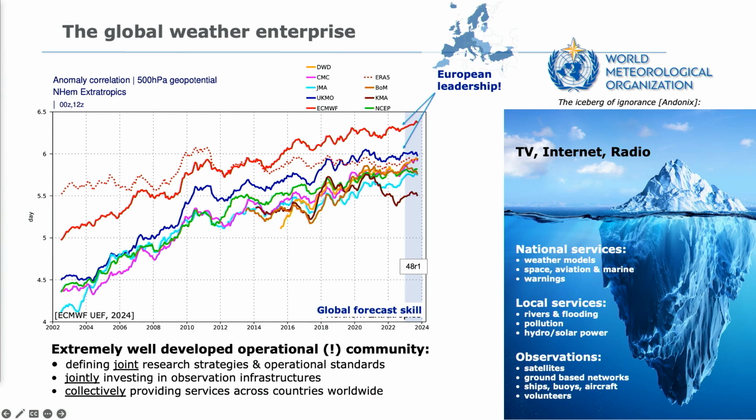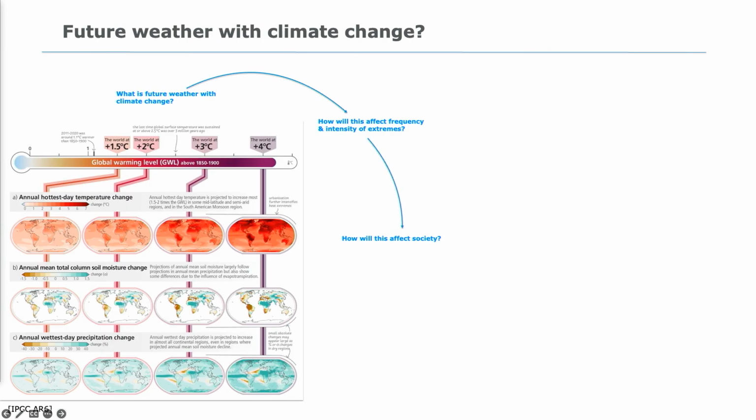So extremely well-developed operational community, joint research strategies, jointly investing in observing infrastructures, collectively providing services. And I think that's a great achievement. But of course, we all care about daily weather, but we care even more about future weather with climate change.